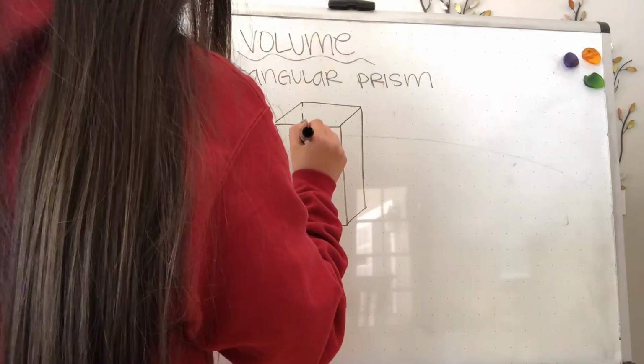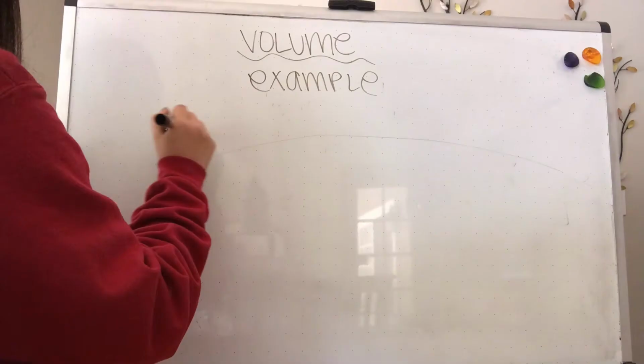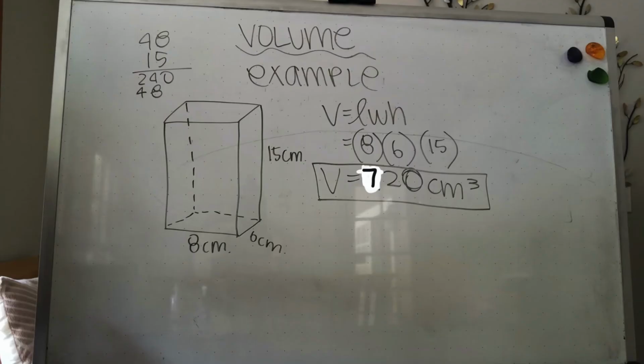And so now we're moving on to volume. Volume is used for three-dimensional shapes when we're trying to find the entire area as a whole. The formula for a rectangular prism for volume is length times width times height. In this example, we have 8 as the length, 6 centimeters as the width, and 15 centimeters as the height. When we plug it into the formula, it shows up as 8 times 6 times 15, which is 720 centimeters cubed. And when we're putting in the units, we always have to make it cubed for the volume.